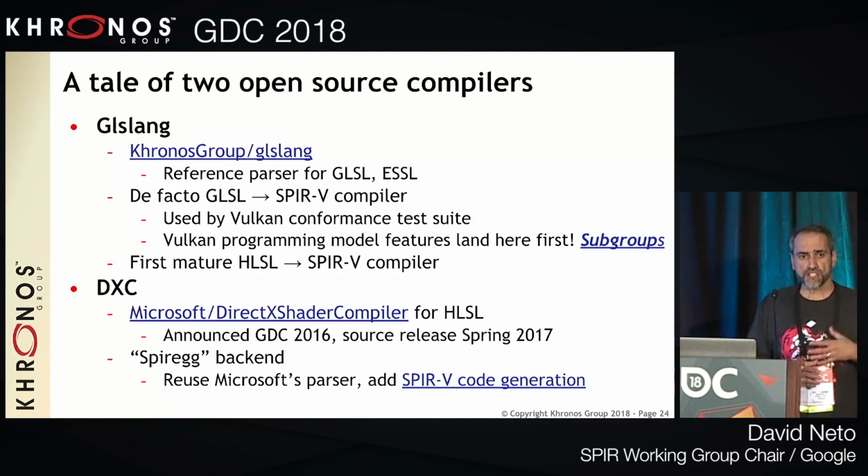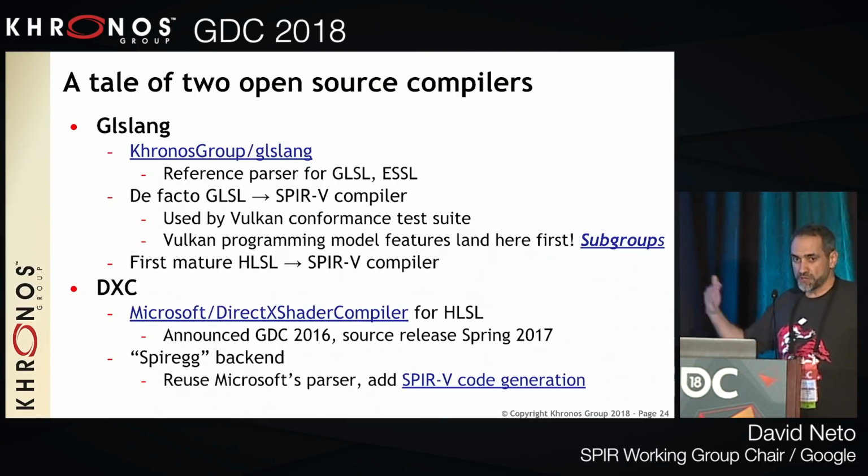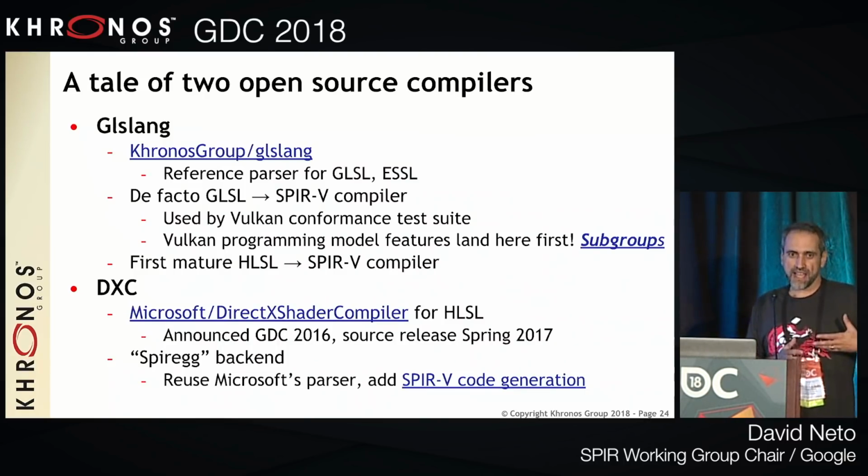Now DXC goes back two years to GDC 2016. Microsoft announced that they would be transitioning from their old, proprietary shader compiler stack to an open source shader stack, which they're calling DXC. It was a tremendous day, with a lot of excitement in the ecosystem. They released the first version of their source code about a year ago, and we took a look at it and said, this is a golden opportunity to leverage Microsoft's work as they take HLSL forward, and to have a Vulkan backend to that.